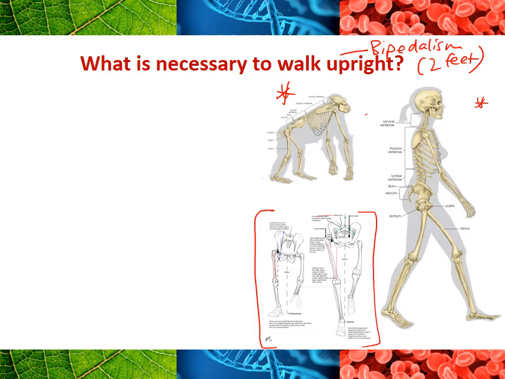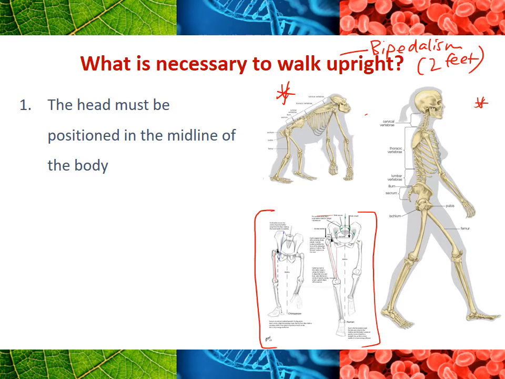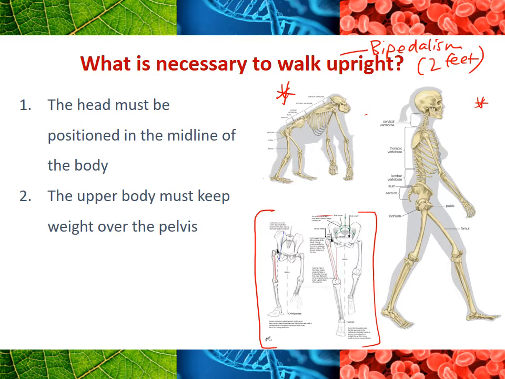The 3 main things that you need to be able to do is your head must be positioned in the middle of your body. So if we look at the midline being here, so human's head is right in that midline, okay? With a gorilla, the midline is here, and you'll see that the head is not near there, okay? They cannot walk just on those 2 legs because of the position of the head.